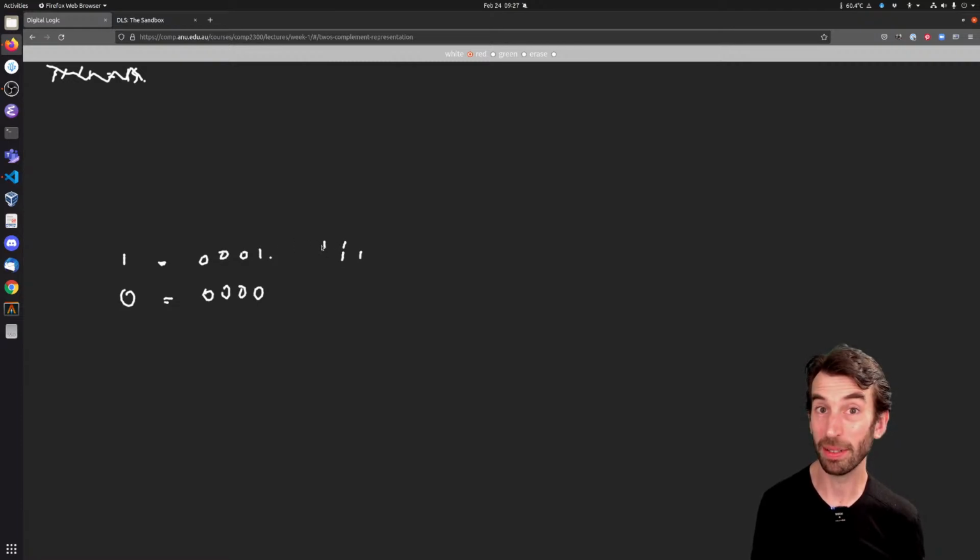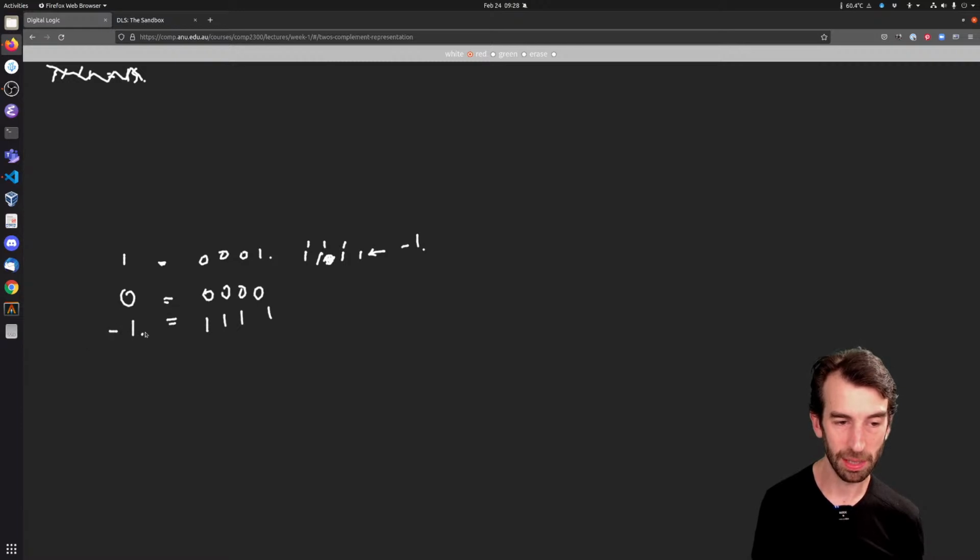0 plus 1 equals 0. Oops, that's plus 0. Plus 1. Okay, same situation. Carry the 1. 0 plus 1 equals 0. So we're going to define that one to be minus 1 now. 1, 1, 1, 1. That equals minus 1 in our representation.